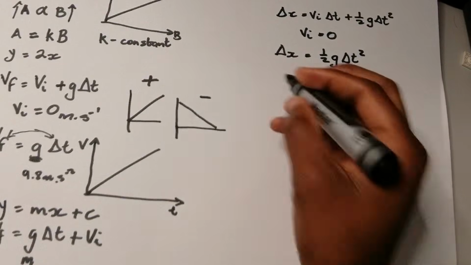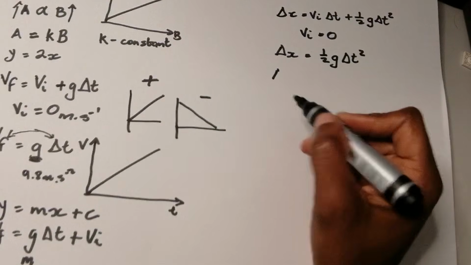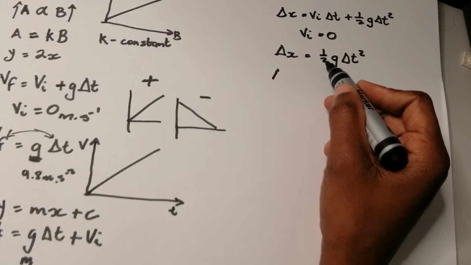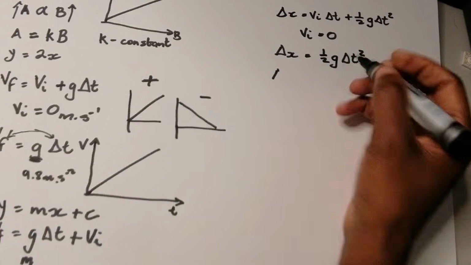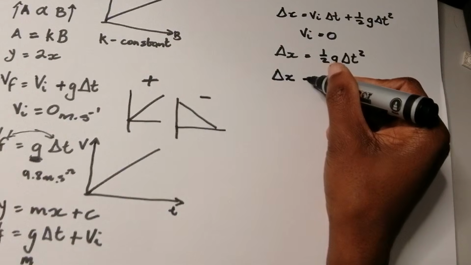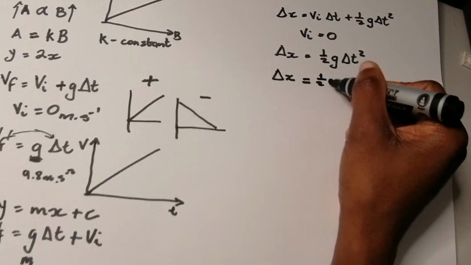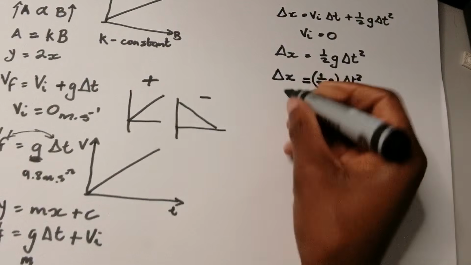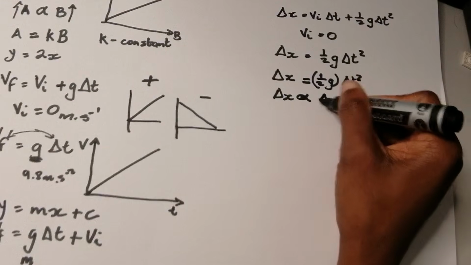Now notice what we're left with. We're left with that whole thing. Now notice, if you say a half is a constant, it means that a half will remain a half forever and ever. G is also a constant. Now what do we find ourselves with? We find delta x now equal to a constant. So that whole thing is a constant. Half of g is our constant multiplied by delta t squared. So therefore it means that delta x is now directly proportional to what?